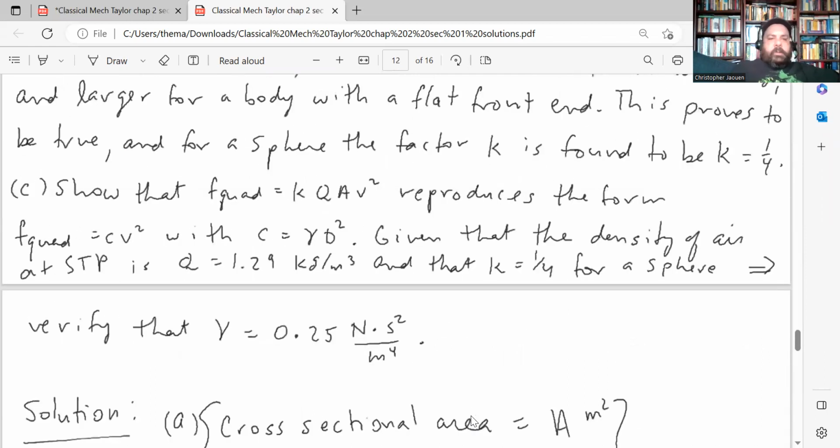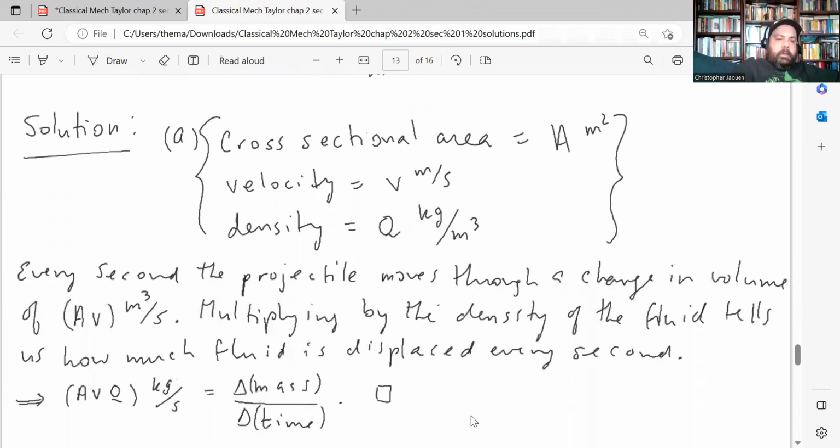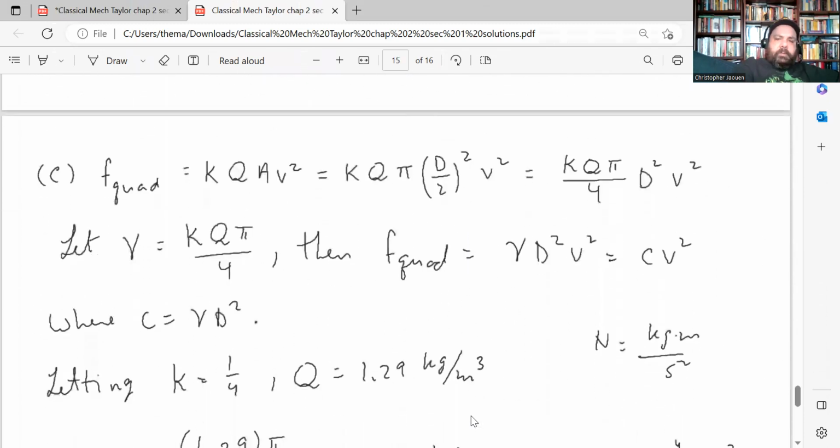Okay, and then last part C is just a calculation problem. Show that the quadratic drag force, kappa Q A V squared, reproduces the form F quad equals C V squared with C equal to gamma D squared, given that the density of air at standard temperature and pressure is Q equals 1.29 kilograms per meter cubed, and that kappa is 1/4 for a sphere. And then he wants us to verify that gamma is 0.25 Newton second squared per meter to the fourth. So let's do that here.